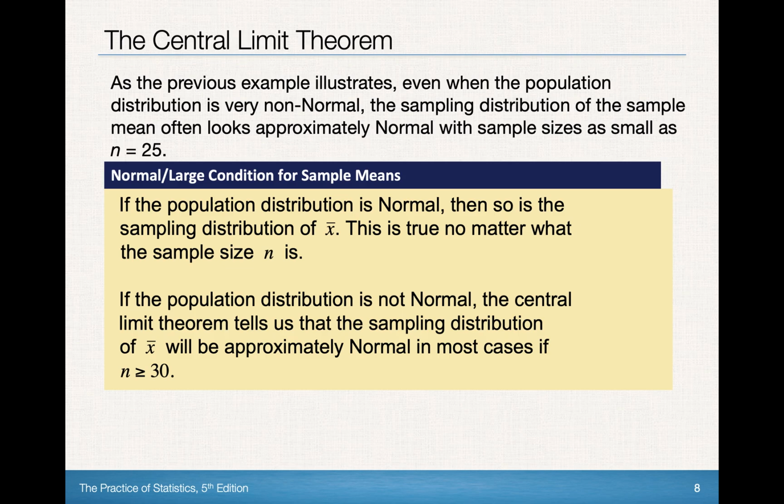If the sample size is 30 or more, then no matter what the population distribution is, the sampling distribution will be approximately normal. Even if my population distribution looks super skewed one way or the other, if I'm taking samples of size 30 or more, my sampling distribution will be approximately normal. Okay? It's the normal or large condition for sample means. And it's different than the large condition for proportions, because in proportions, we can just do n times p and n times 1 minus p.